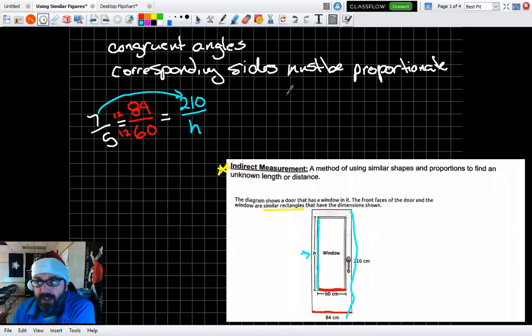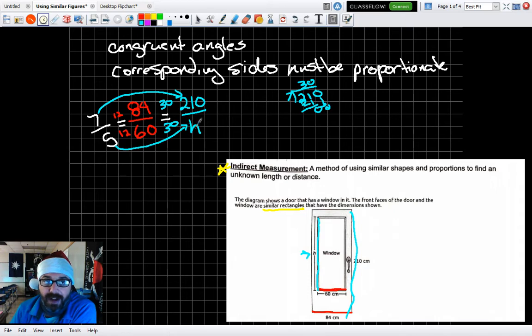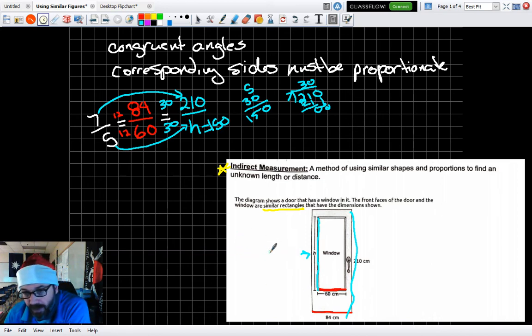So I'm going to ask the question, how many times can 7 fit into 210? Well, 7 goes into 21 3 times. 3 times 7 is 21. Subtract 0, 0. 7 goes into 0, 0. It goes into it 30 times. To be proportionate, I must put a 30 on the bottom. So 5 times 30, 0. H is going to be 150. So our H is 150 if we do the math this way.